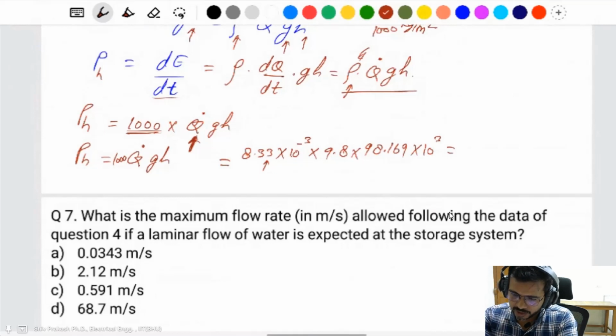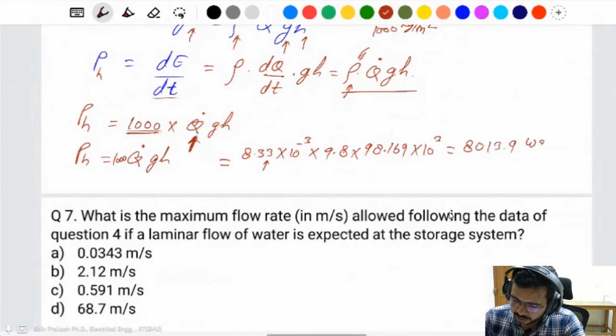9.8 into 98.169 into 8.33. This will be 80139.13 watt. In kilowatt, it will be 8.013 kilowatt.